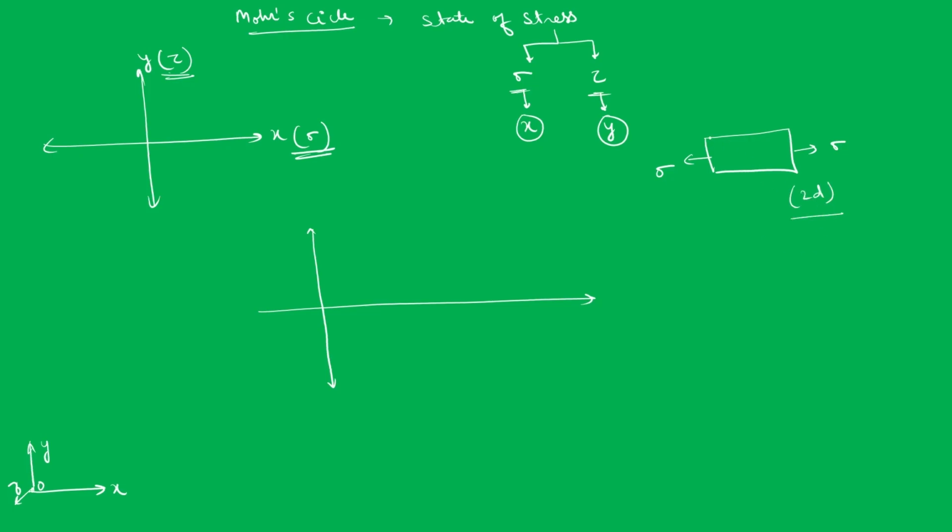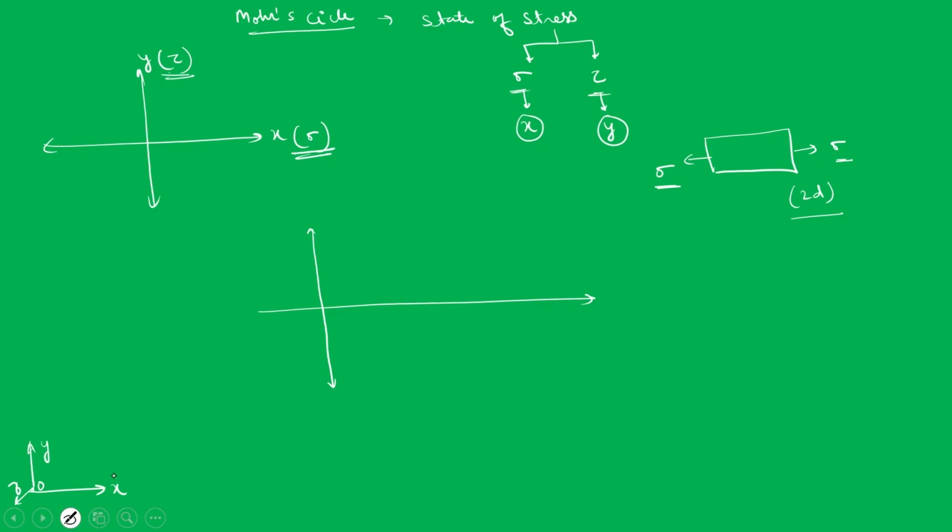State of stress can be 3D over the 3D beam. Let's say I have a beam like that, and I have a stress sigma 3, this is sigma 2, and this is sigma 1. So I can have a system like that where I will have sigma 3, sigma 1, and sigma 2 as well. But currently we are following the 2D system, right? And in the 2D system, we have sigma 1.